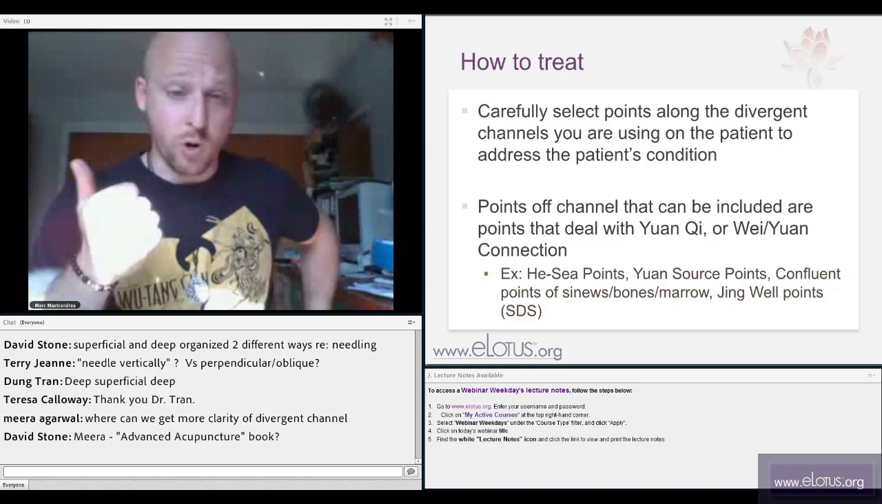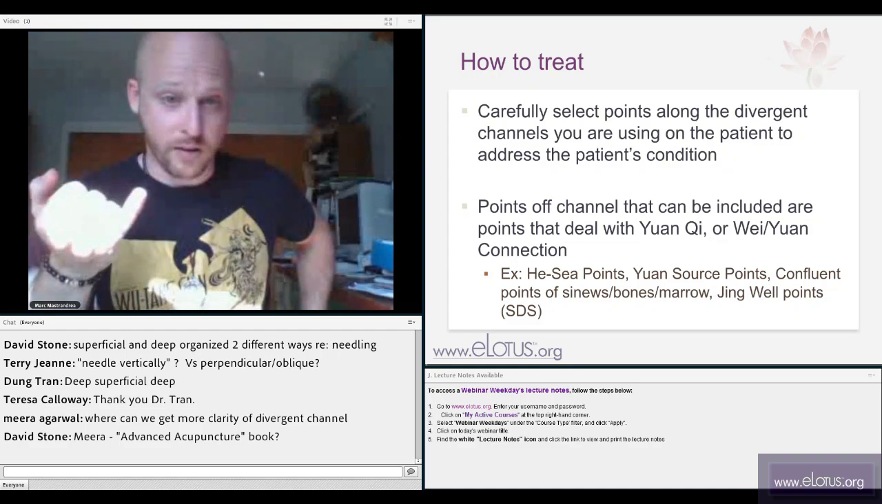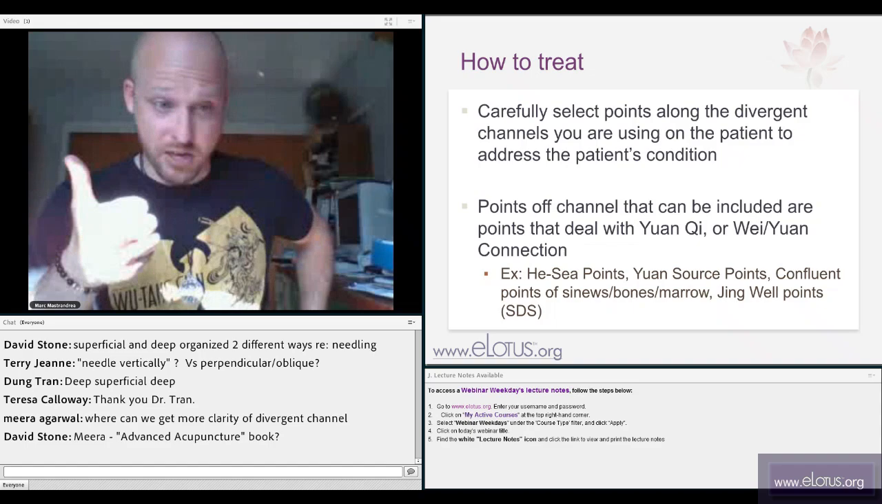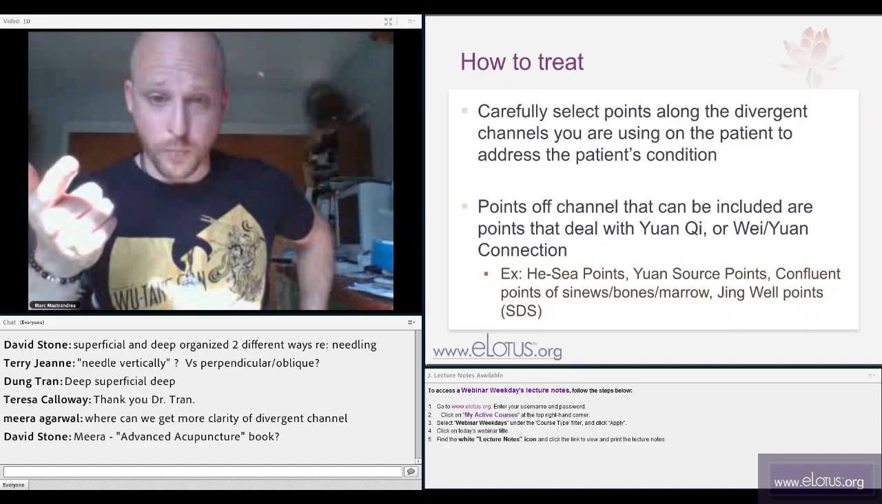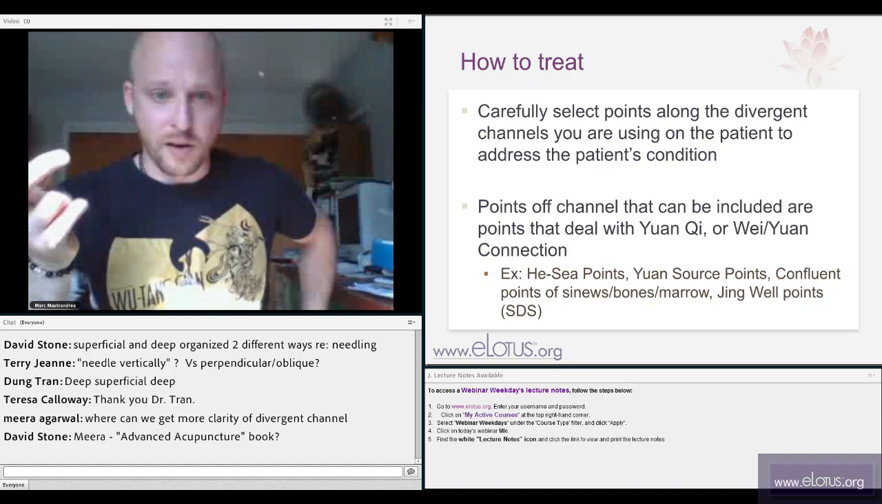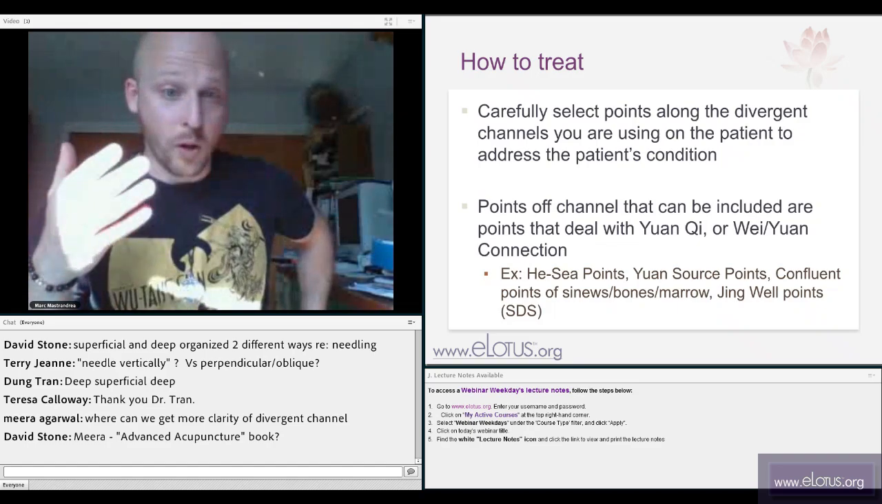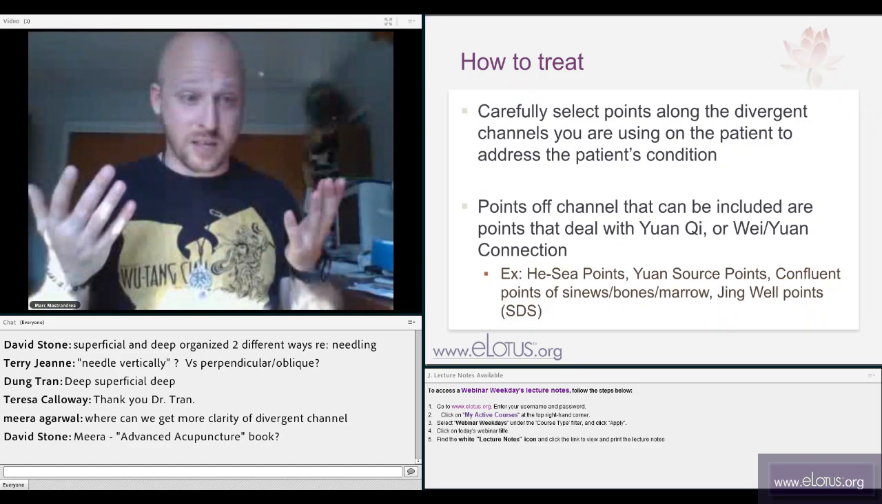But points you can use that will work along with this would be things that work with the Yuan Qi and the Wei Qi, or the Yuan and Wei connection. He Xi points connect with the Yuan Qi. Yuan source points obviously connect with Yuan Qi. Confluent points of the sinews, the bones, and the marrow obviously connect with Yuan Qi. Jingwell points through SDS bring things to the Wei Qi.